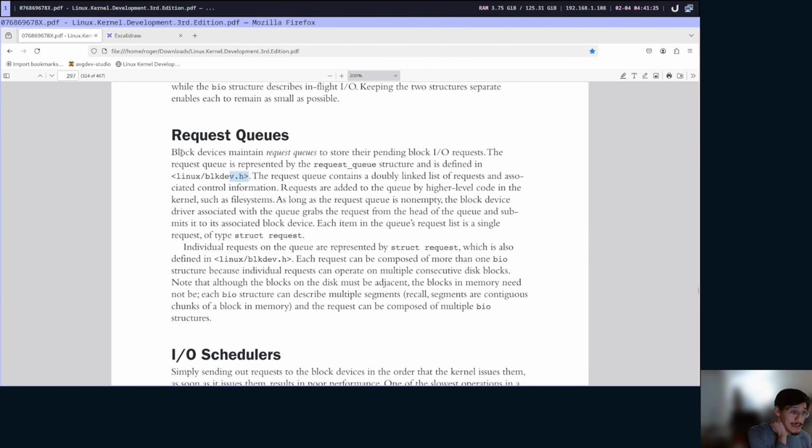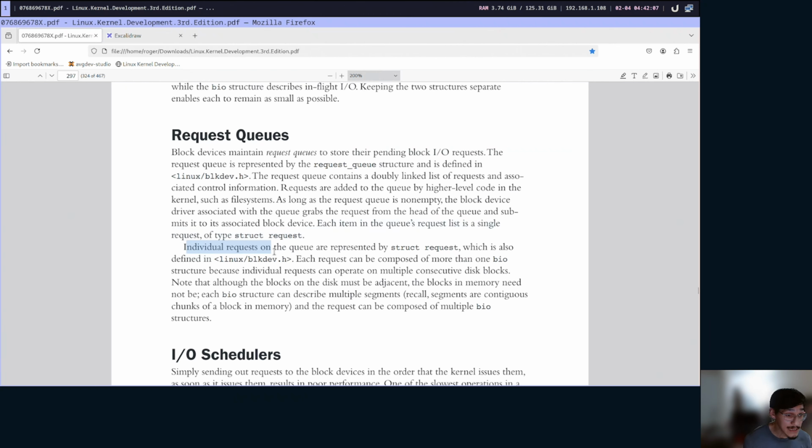Okay, request queues. Block devices maintain request queues to store their pending block I/O requests. The request queue is represented by the request_queue structure and is defined in linux/blkdev.h. The request queue contains a doubly linked list of requests and associated control information. Requests are added to the queue by higher level code in the kernel, such as file systems. As long as the request queue is non-empty, the block device driver associated with the queue grabs the request from the head of the queue and submits it to its associated block device. Each item in the queue's request list is a single request of type struct request.